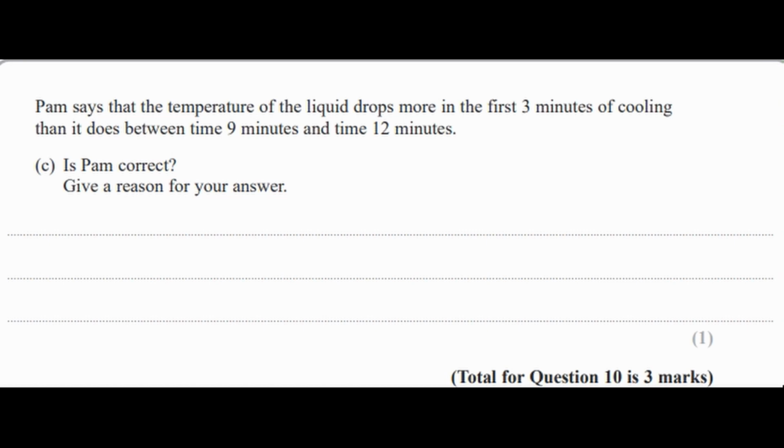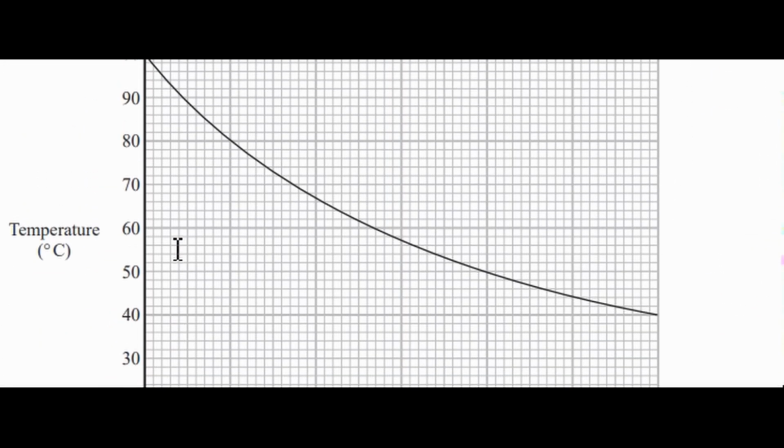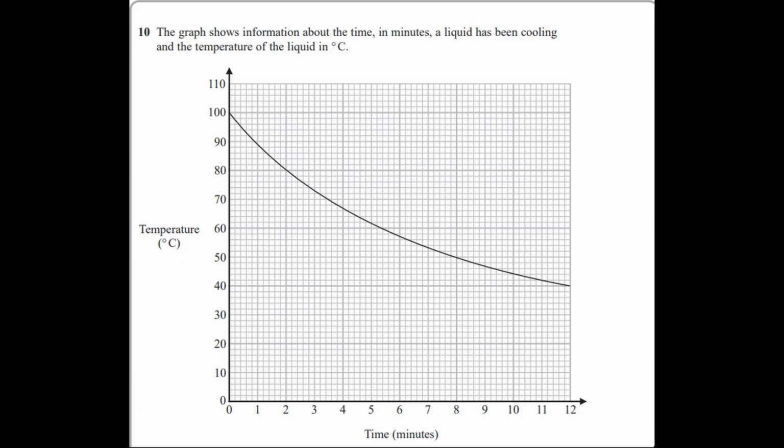And in fact, on the next page there's part C to question 10. So Pam says the temperature of the liquid drops more in the first 3 minutes of cooling than it does between the 9 and 12 minute slots. Well, there are a couple of ways you can answer this. Let's go back to the graph here. The simplest answer, if we look at the first 3 minutes here, so we are looking between 0 and 3, and we are comparing it between 9 and 12.